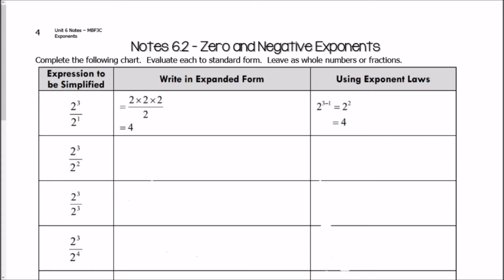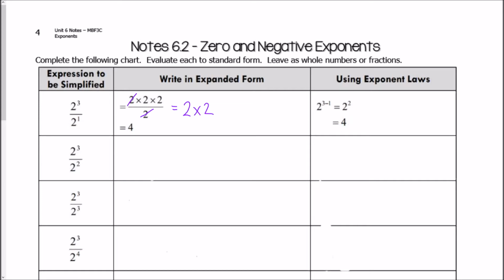So if you notice in the first question right here, it's 2 to the power of 3, which means 2 times 2 times 2, over 2 to the power of 1, which means just 2. And if you notice right here, these 2's cancel, so we're left over with just 2 times 2, and that's how we get 4. Using exponent laws, when we divide, we just subtract our exponents. So 3 minus 1 is 2, so I get 2 to the power of 2, which is 4.